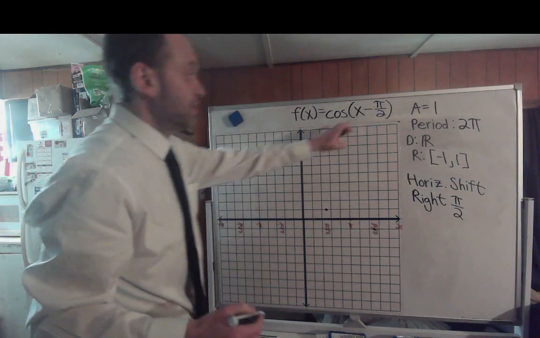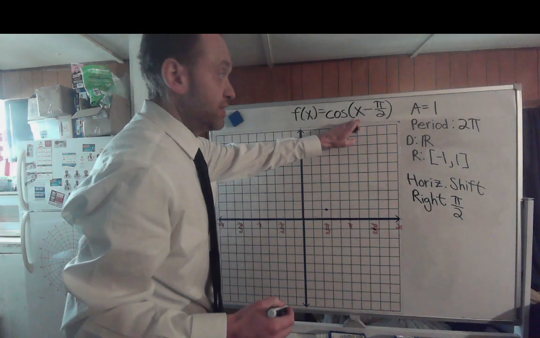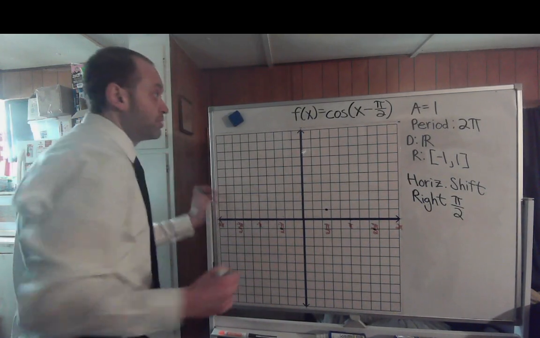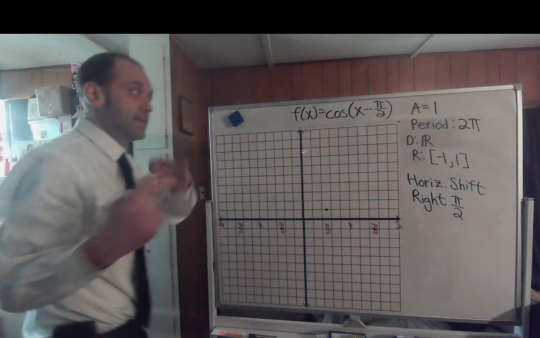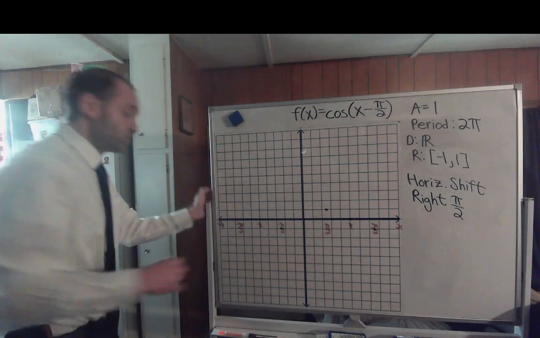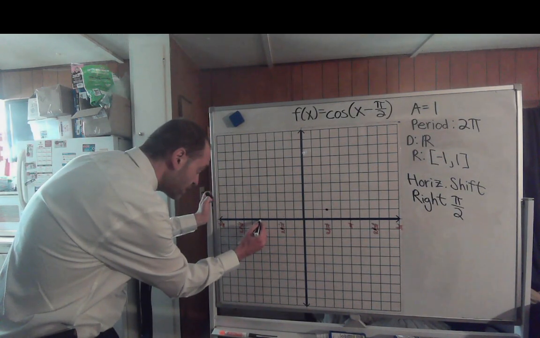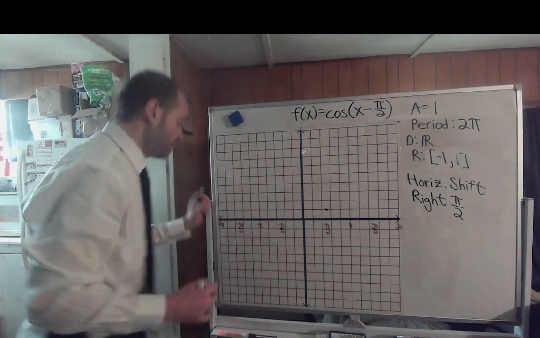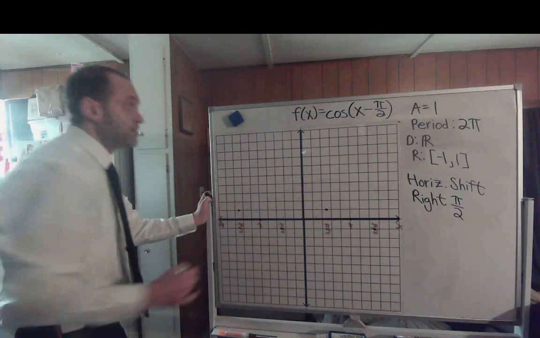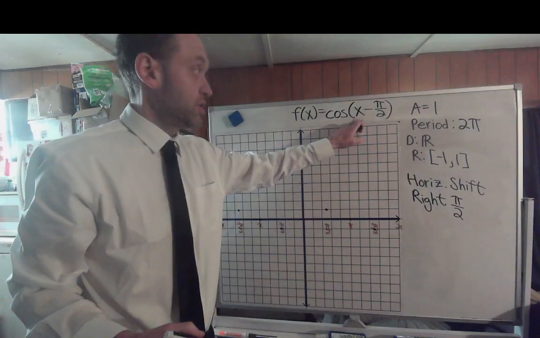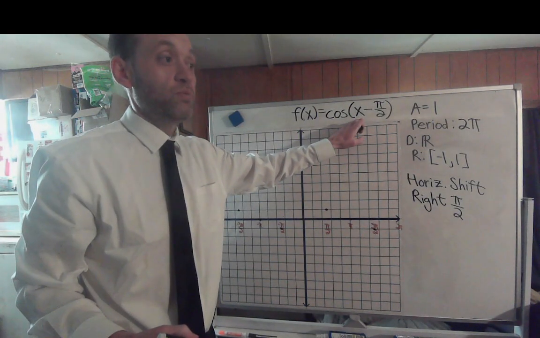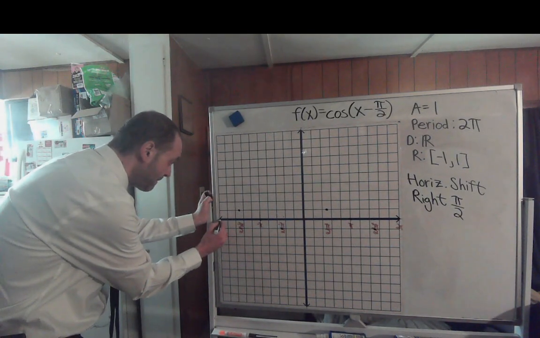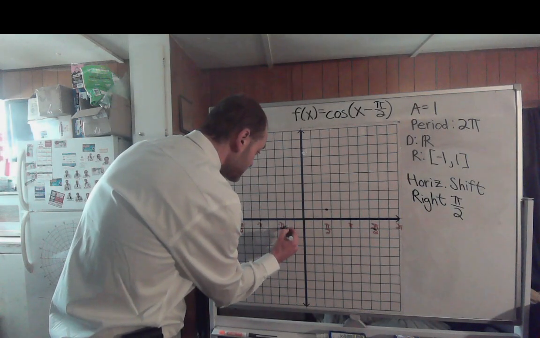If I put in negative pi over 2, I'll get the cosine of negative pi, which is negative 1. If I put in negative pi, I'll get the cosine of negative 3 pi over 2, which is 0. If I put in negative 3 pi over 2, I'll get the cosine of negative 2 pi, which is 1. If I put in negative 2 pi, I'll get the cosine of negative 5 pi over 2, which is the same as the positive cosine of pi over 2, that's 0. So let's go ahead and graph this.